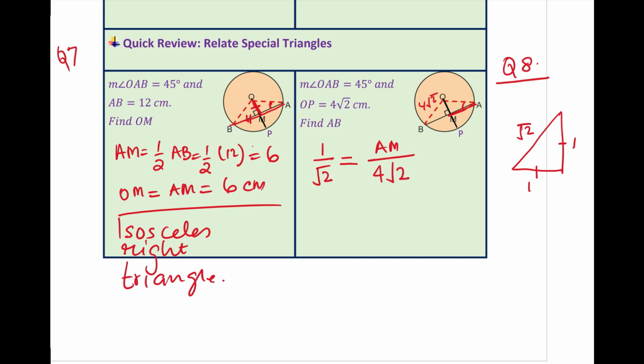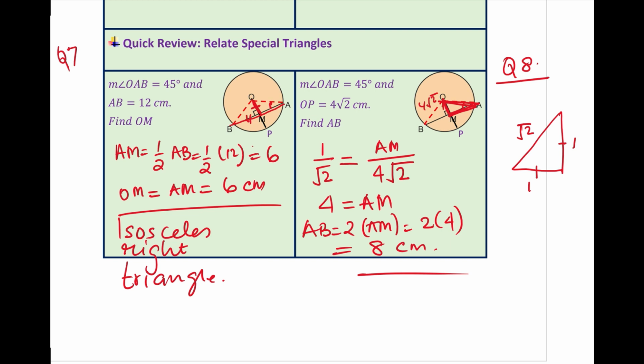So 1 over square root 2 should be equal to what we need to find, which is AM over the given side 4 square root 2, right? So we're looking into this small triangle, correct? And so from here we can find what AM is. So if you cross multiply, we get AM equals 4 units, right? If I know that AM is 4 units, now we need to find what AB is. AB is equal to 2 times AM, right? Which is 2 times 4 and that is equal to 8 centimeters. Do you see that? So that is how we can actually solve this particular question.